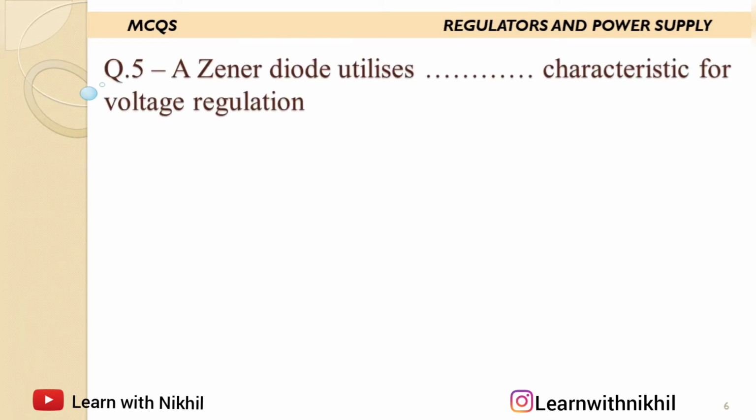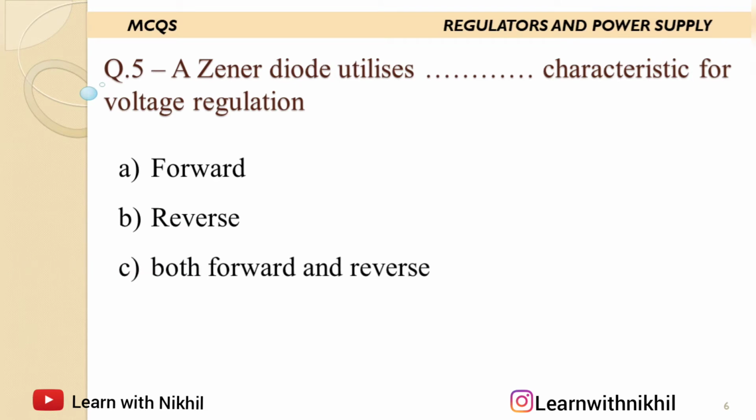Next question: a Zener diode utilizes dash characteristic for voltage regulation. A forward, B reverse, C both forward and reverse, or D neither forward nor reverse. So the answer is reverse. As you know, Zener diode works in reverse condition only.